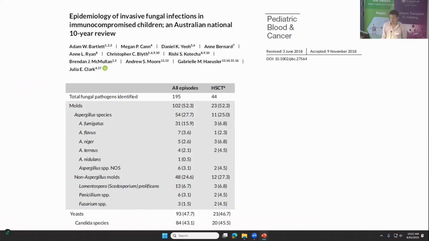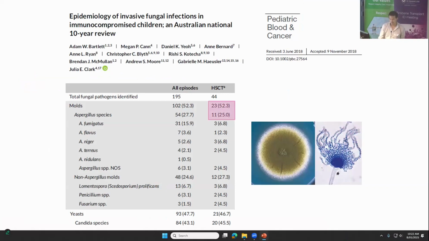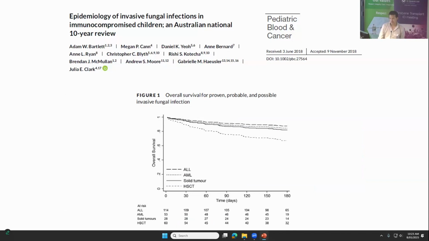Just to set the scene, we've looked previously in the Australian context at how common fungal disease is in children. This was a study led by Julia Clark, of children across Australia between 2003 and 2014. It's a terrific cohort study. We found that just under 12% of children with allogeneic stem cell transplant developed fungal infections, and just over half of these were due to mold, with a mix of Aspergillus species and also non-Aspergillus molds. Importantly, the overall survival at 6 months was only 70%, just below, in children undergoing HSCT who developed a mold infection, highlighting the impact this has on survival.